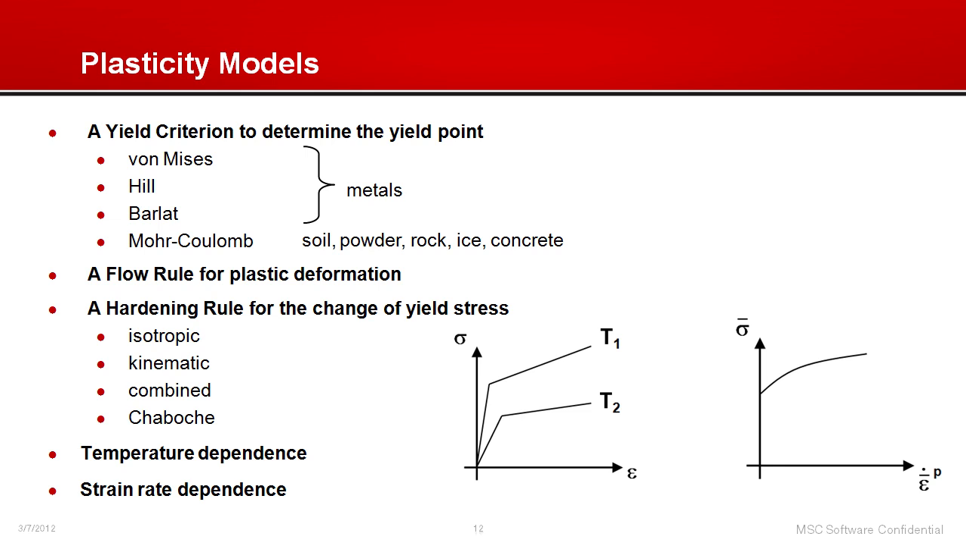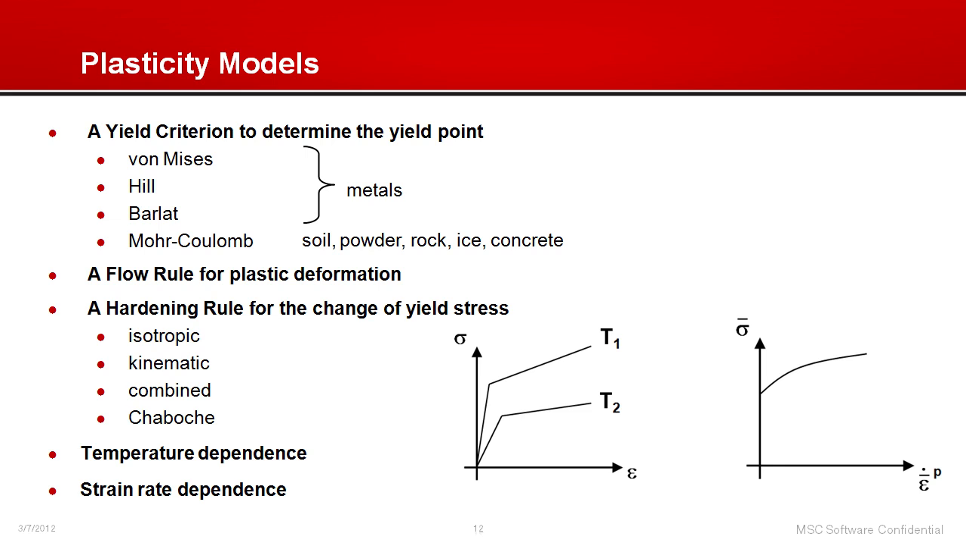The second thing is the flow rule for plastic deformation. It describes the differential change in the plastic strain components, and it's a function of the current stress state. Basically, it gives the magnitude and direction of plastic strain. We have an associative rule inside Nastran, which primarily says that the vector of the plastic strain is normal to the yield surface that we obtain from the yield criteria above.